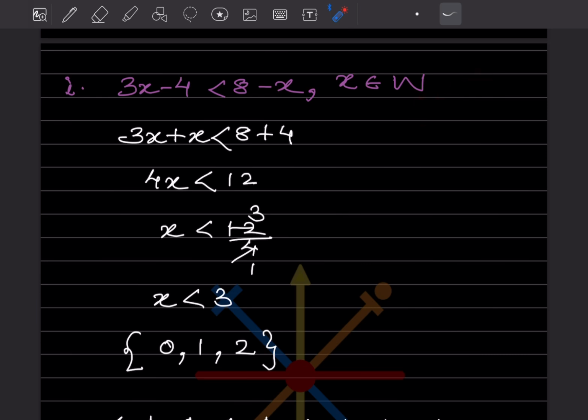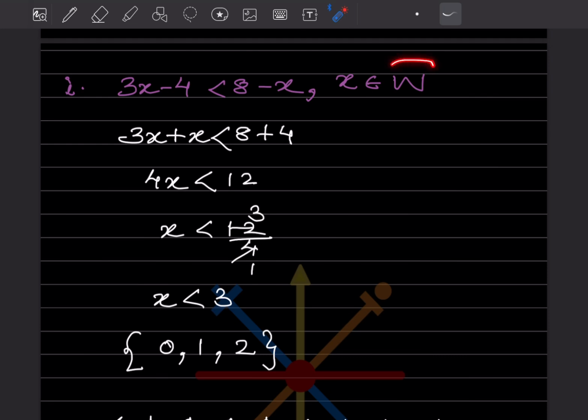Now let us see the next one. So this will be 3x. Minus x is going to be plus x when you are changing the side. Same, minus 4 is going to be plus 4. So this will be 4x less than 12. So this is multiplication. So x is going to be 12 by 4, which is going to be 3. So x is less than 3.